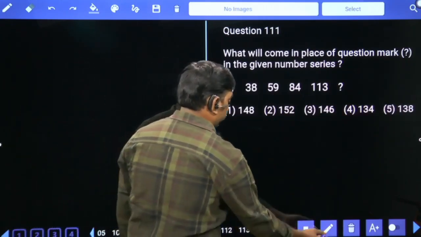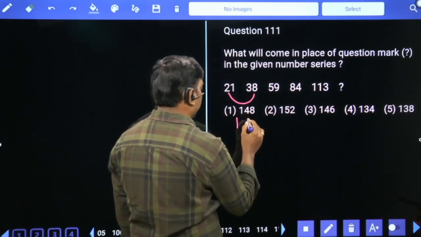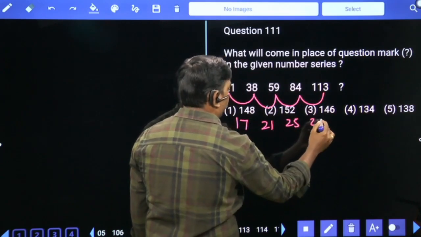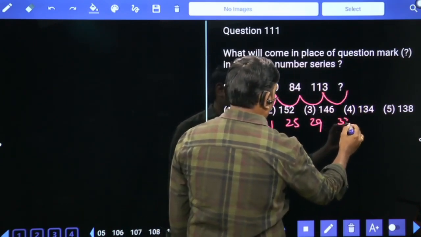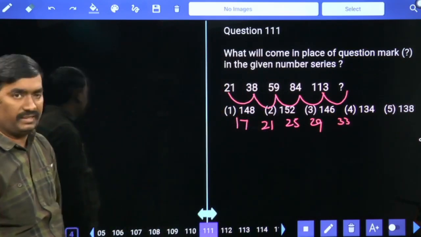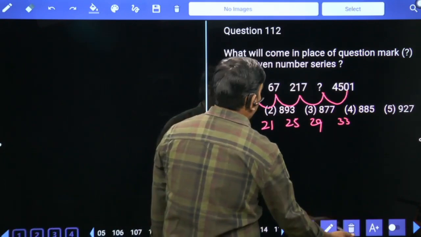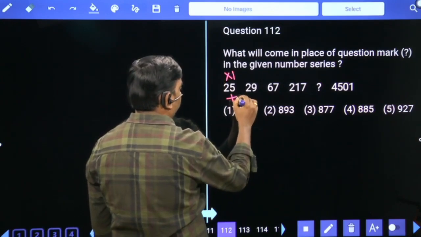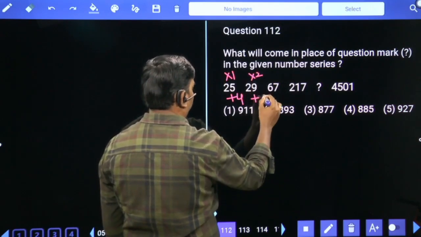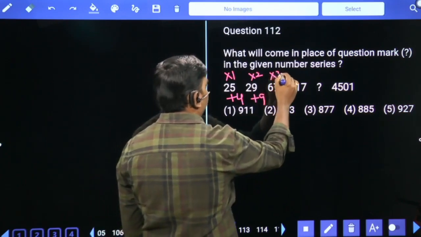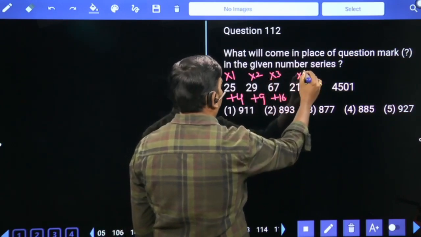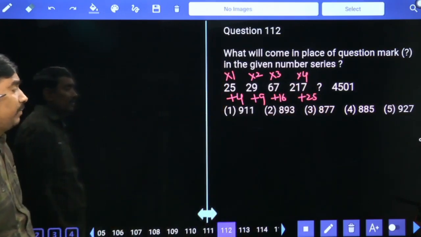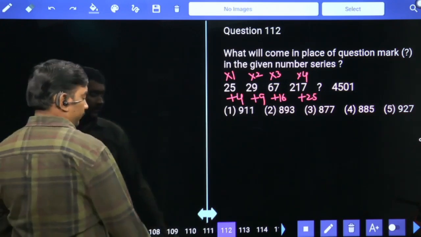Number series. 17, 21, 25, 29, increase by 4, 33. 113 plus 33, 146. Into 1 plus 4, into 2 plus 9, into 3 plus 16, into 4 plus 25. 868 plus 25, 893 is your answer.